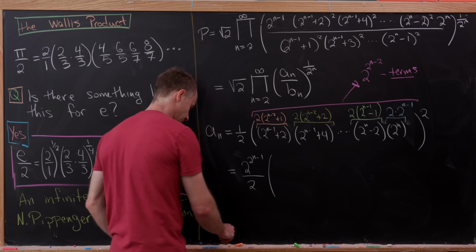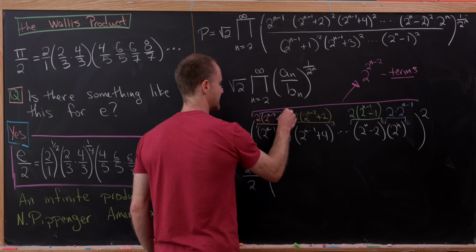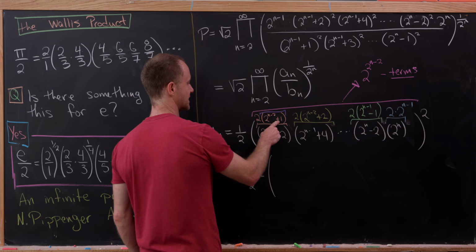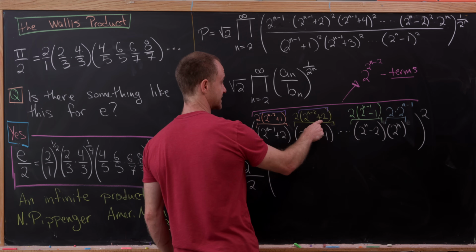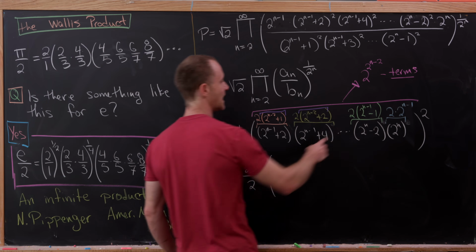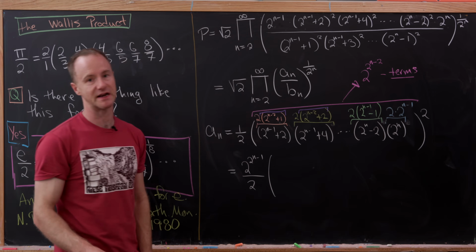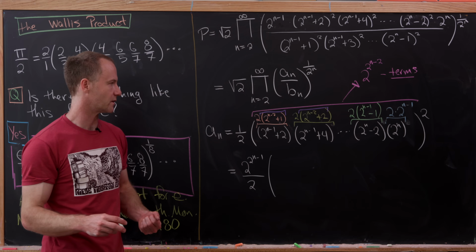Well, let's be careful about this. We have this term right here, this 2 to the n minus 2 plus 1, 2 to the n minus 2 plus 2. The next one will be 2 to the n minus 2 plus 3, ending at 2 to the n minus 1. Well, notice that's almost a factorial.